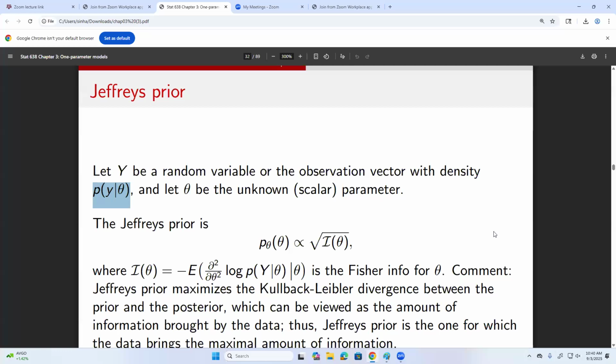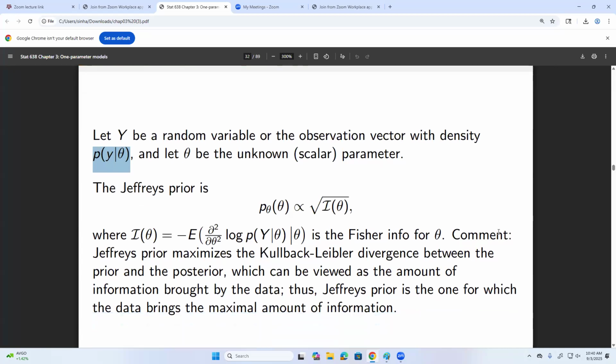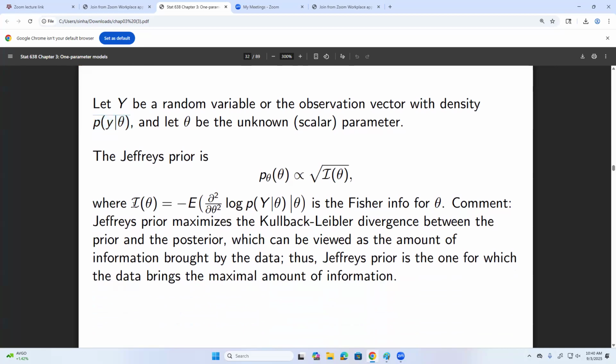And if you have multiple parameters, a vector of parameters, then the technique is you take the determinant of this information matrix and take the square root. So for a scalar valued parameter theta, it is all right to define it in this way. It is also called the Fisher's information for theta. And this Jeffreys prior maximizes the Kullback-Leibler divergence between the prior and the posterior, which can be viewed as the amount of information brought by the data.